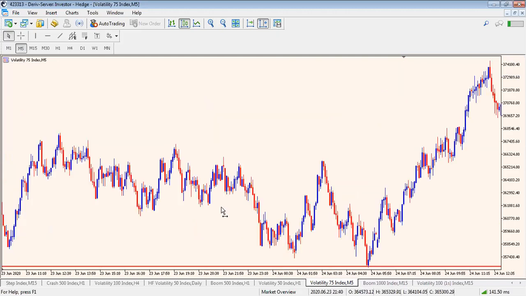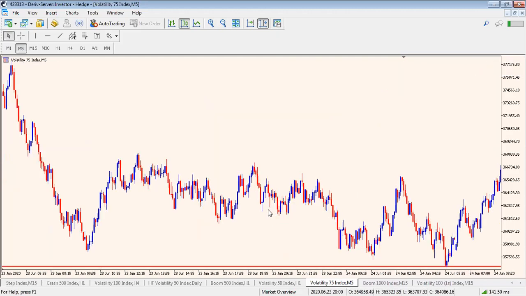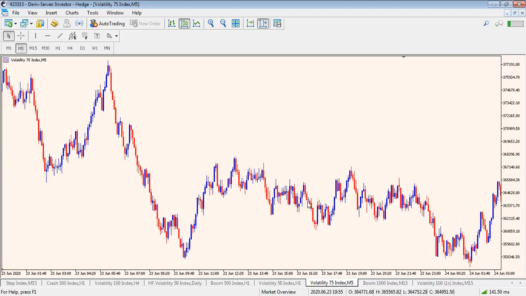Look at this place. This is the consolidation zone for us. Then we are expecting a breakout, either down or up. Just look at what just happened.